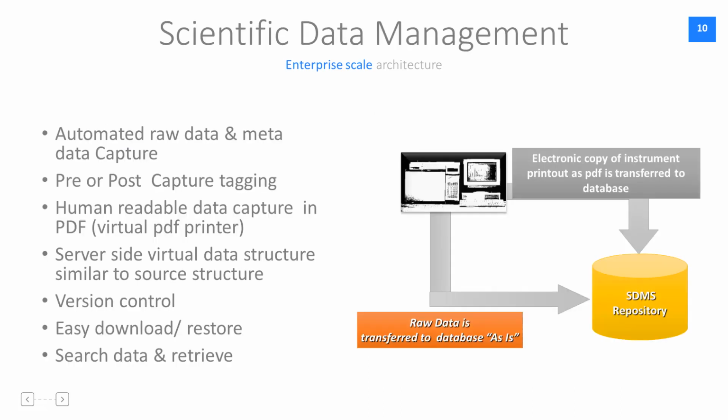You know that SDMS can handle raw data and metadata. Both types of data can be captured by the system. You will be able to pre or post tag your data. You will be able to capture human readable data in a PDF format. Logilab SDMS provides a virtual PDF printer driver. Whenever you are going to print a report from an instrument, you will be able to use the Logilab printer and print a PDF file and capture that PDF file into the SDMS system.